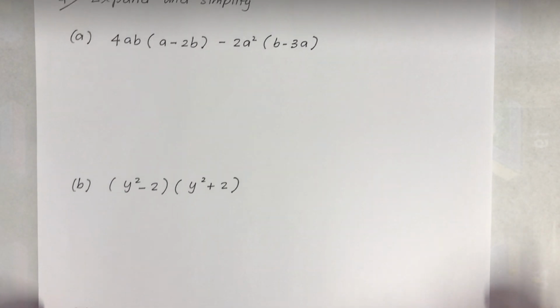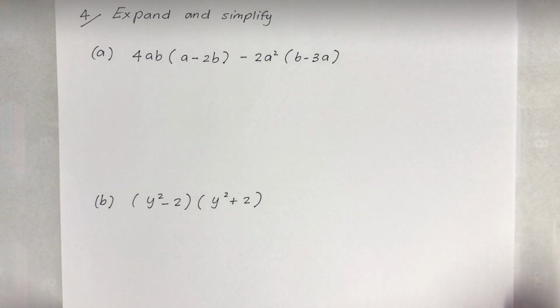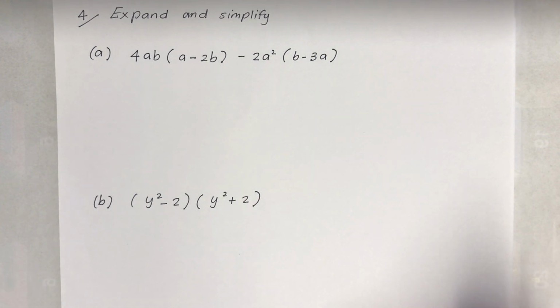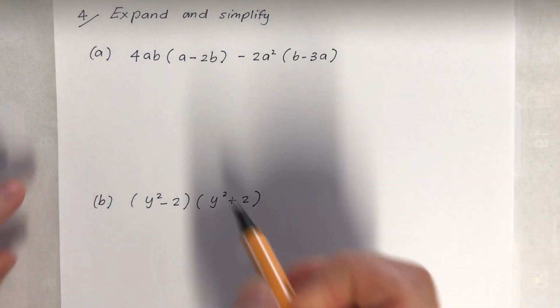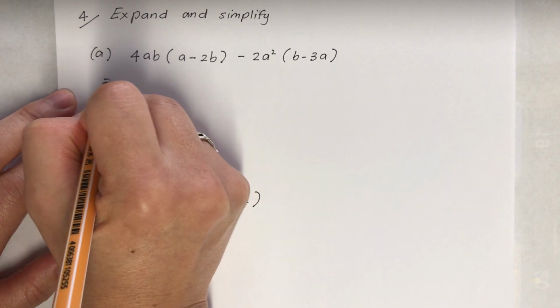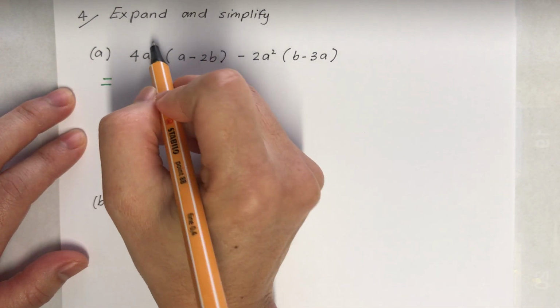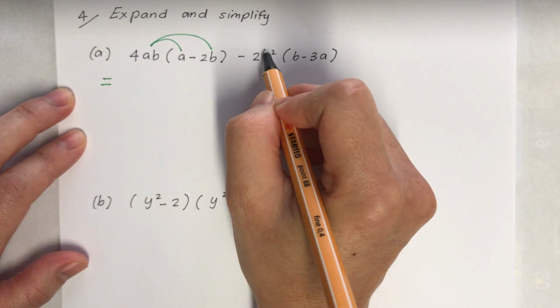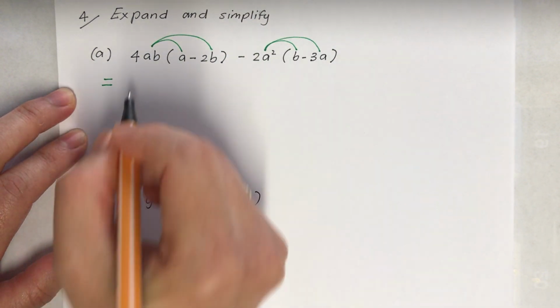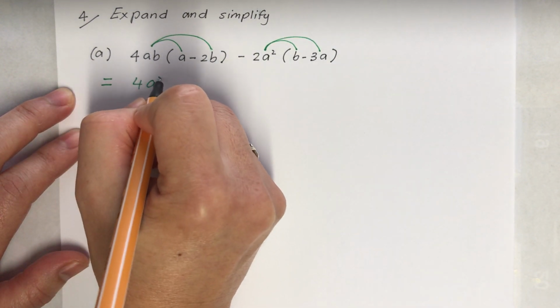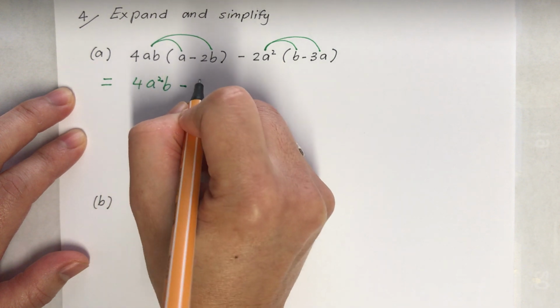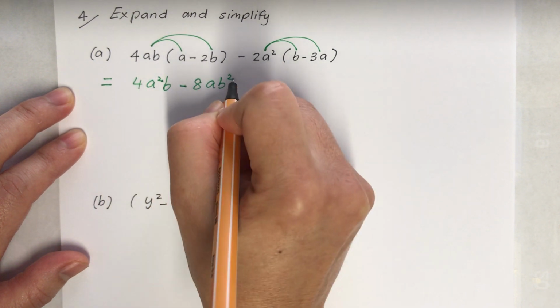Okay, there's 3 parts in question 4. So I'm going to do that now. Okay, so expand and simplify. So you've got to do two things here. You expand it first and then simplify if you can. So let's do that. So I'm going to expand this times it. So it'll be 4a squared b minus 8ab squared.